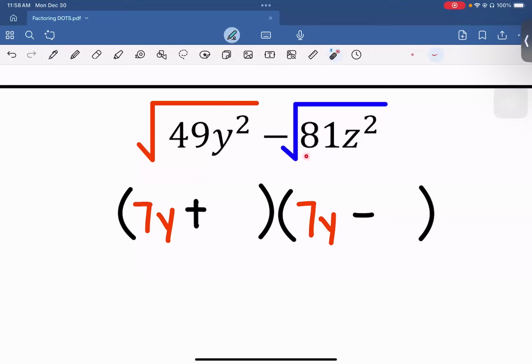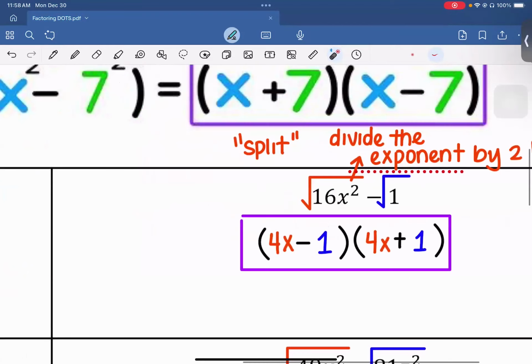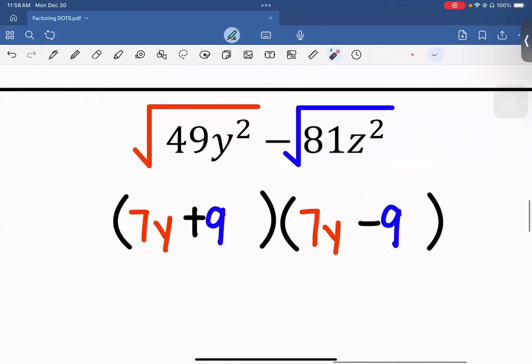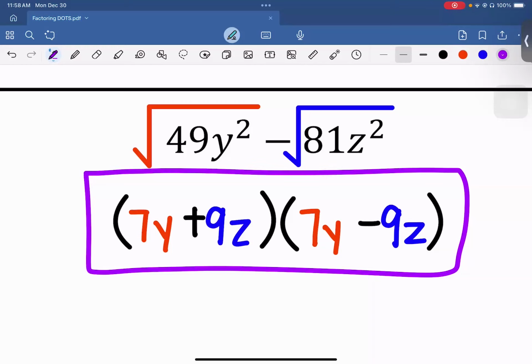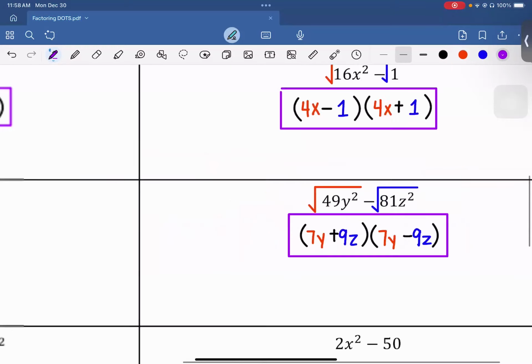We have 81. Square root of 81 is going to be 9. So I'm going to put a 9 here and here. And then literally the same thing that we did with this y squared, or the same thing that we did with the x squareds. We know that it's going to be the same for here. So it's going to be z, z. Boom. That's our answer. Let's box it. I hope we're doing good so far.